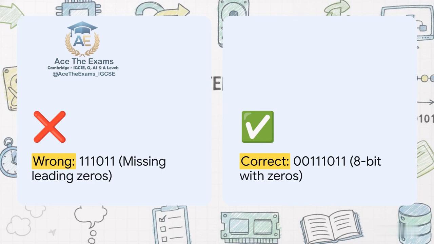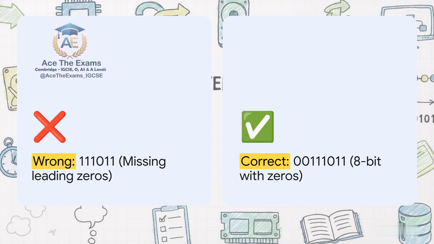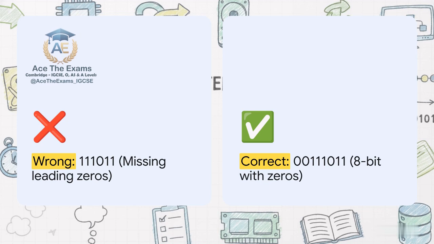So let's dive straight into this trap. Take a look at what we've got on screen. On the left, we have what looks like a perfectly calculated binary number, but it's missing something absolutely crucial. When a question specifically asks for an 8-bit binary number, leaving out the leading zeros is just a fatal error.